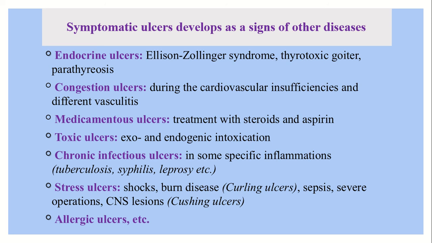One interesting type of ulcer is the stress ulcer. For example, during shocks, burn disease, sepsis, after severe operations, and in central nervous system lesions, we call this Cushing ulcers. The ulcers during burn disease we call Curling ulcers, etc. And allergic ulcers, etc. These are the symptomatic ulcers.